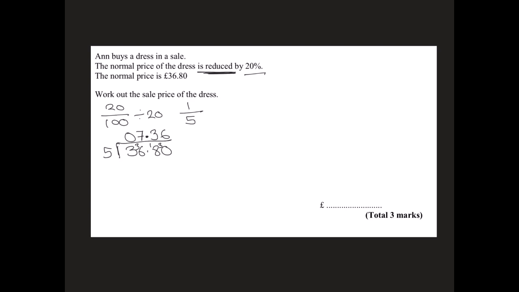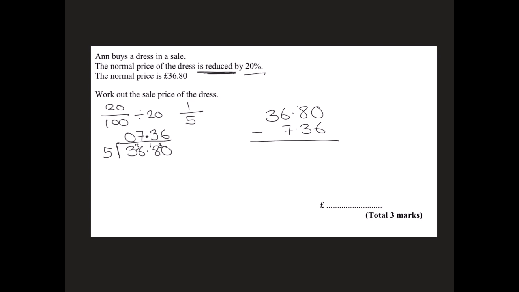So what I need to do now is my reduction. So I'm taking away here. So £36.80. I'm going to reduce that by £7.36. And again, if you have a calculator, you can do this in the calculator, but if this is a non-calculator test, this is how you should probably go about setting this out.